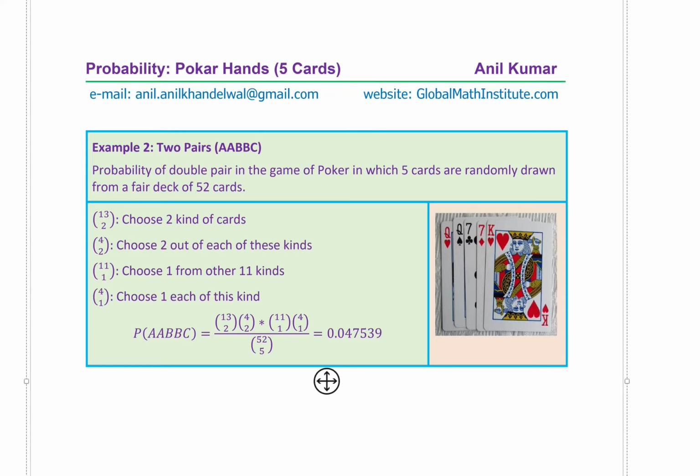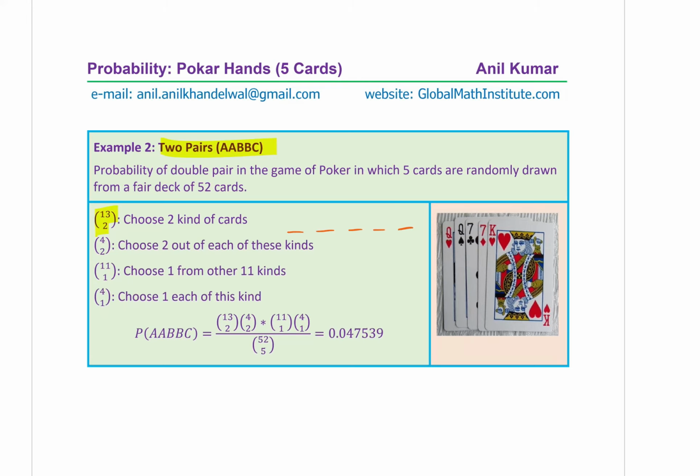So example number 2 here is two pairs. So out of 5 cards, we have two pairs, and the fifth is a different card. Now, what are you going to do? Again, we have to choose two of a kind, two different numbers. From 13, it could be any two. So again we have these five spaces to fill. Here we are saying two similar, these, and then another. So there are two pairs, two double pairs. That is what we're trying to figure out.